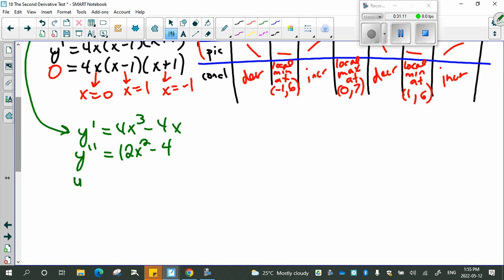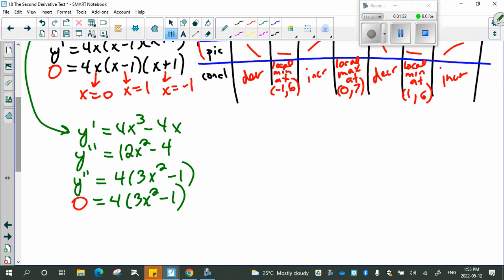Now I want to put it in factored form. Is there anything I can factor out of there? 4? But that's not a difference of squares, is it? At least not a pretty one. All right, so we have to use something else. This is where I said that the messy numbers come in, but that's the only hard difference.